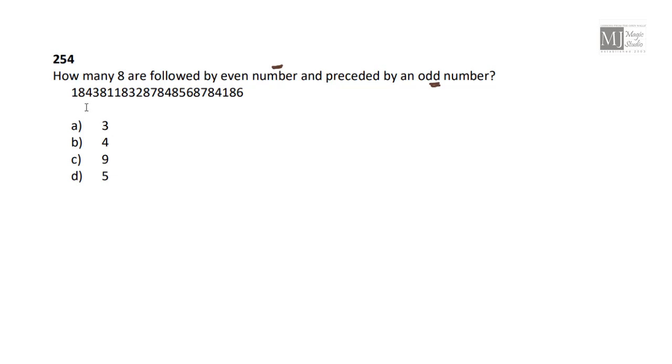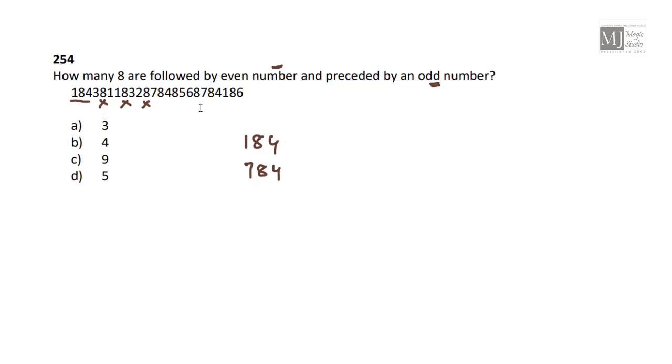How many 8s are followed by an even number and preceded by an odd number in this number series? Let us just look at 8 and look at the left, it should be odd, and the right should be even. 8, left is 1, right is 4. Another 8, left is 3, right is 1, no. Next 8, left is 1, right is 3, which is odd. Another 8, 2, 7, no. Next 8, 7, 4. 7, 8, 4, odd, even. Then next 8, 4, 5, no.